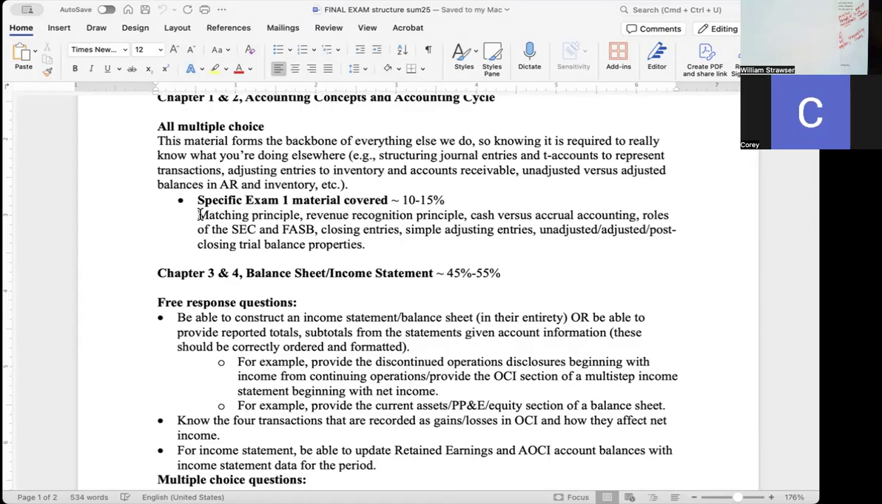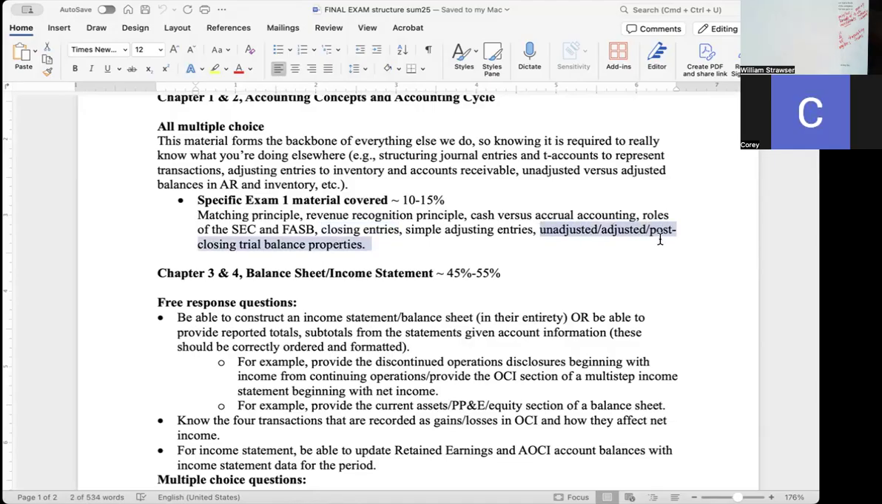You definitely want to revisit expense recognition or matching, revenue recognition principle. Understand cash and accrual accounting. What's the distinction between these two types of accounting? What's cash versus accrual? What does that mean? Simple adjusting entries, definitely closing entries. Closing entries are just something we've always seen as an issue going forward in intermediate two and advanced. So I definitely like to put a couple of questions about closing entries on the exam.